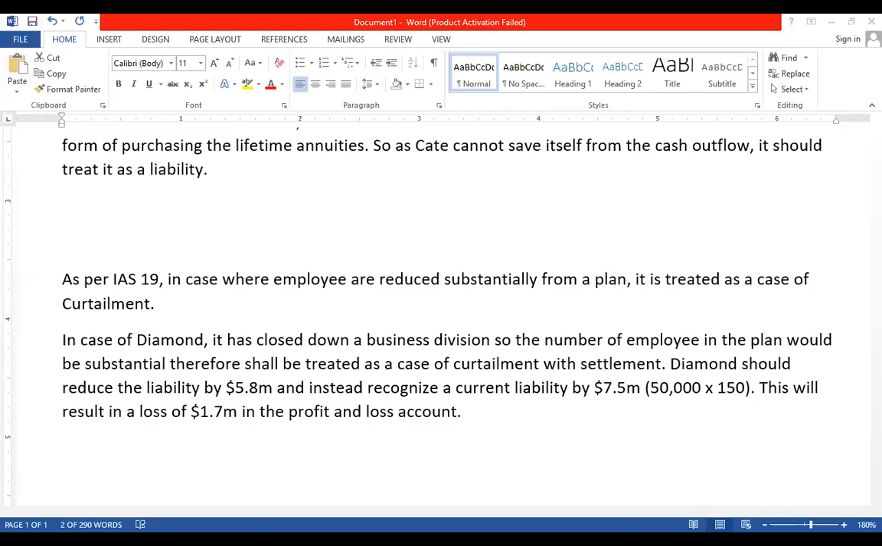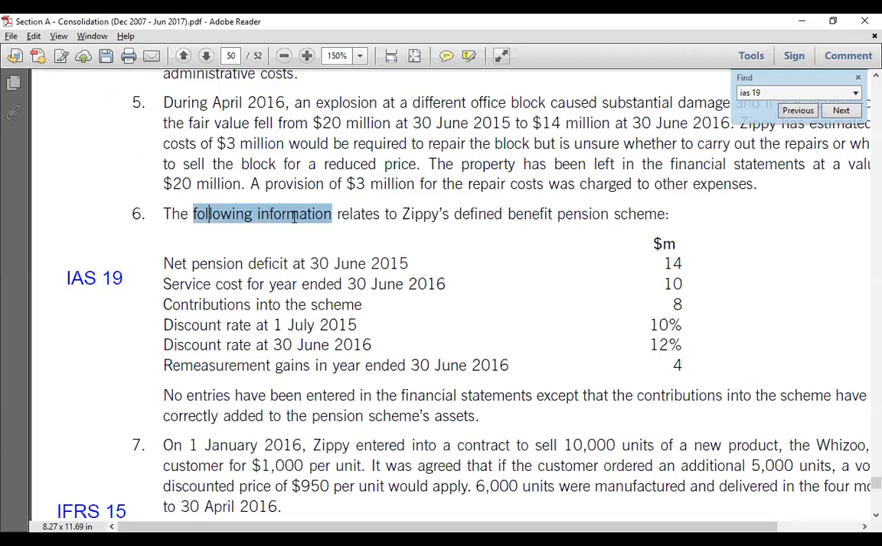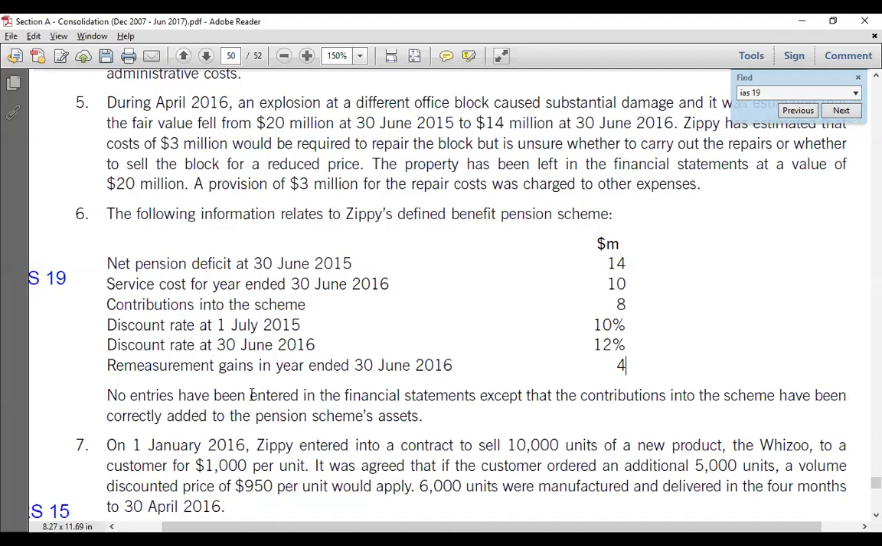It says that the following information relates to Zippy's defined benefit pension scheme, where the net benefit pension liability in the opening was 14 million. The service cost for the current year is 10 million. The contribution into the scheme was 8. We have two different discount rates, one is the opening, one is the closing. So we will be using the opening rate instead of the closing. The remeasurement gain or loss was 4, and the question says that no entries have been entered in the financial statements except for the contribution to the scheme, which has been correctly added to the pension scheme's assets.